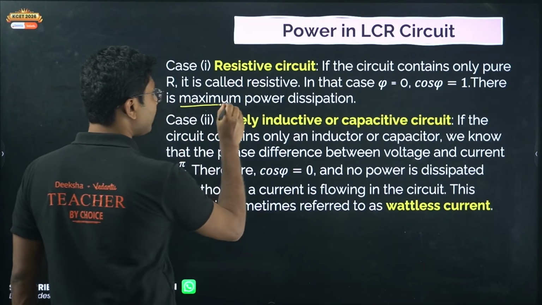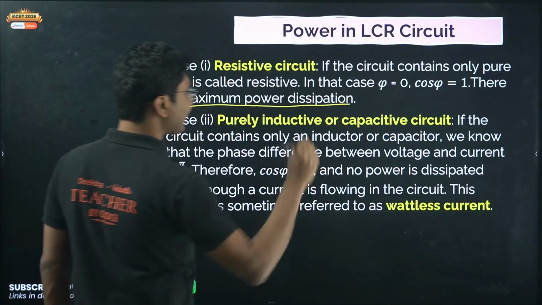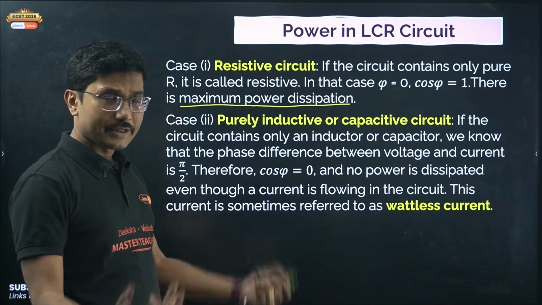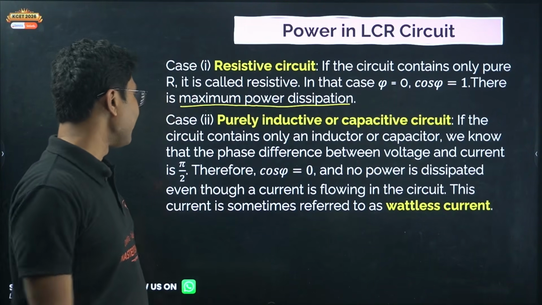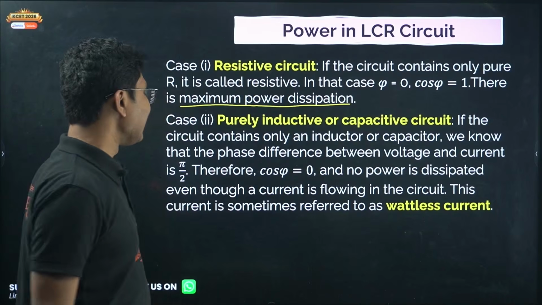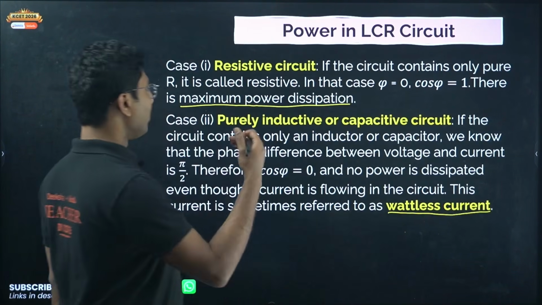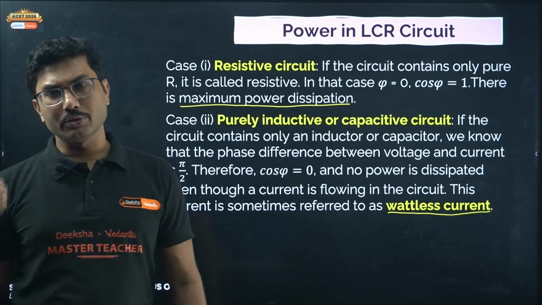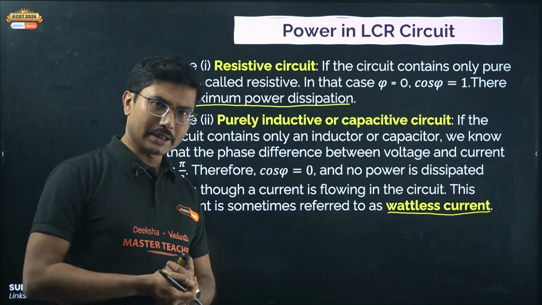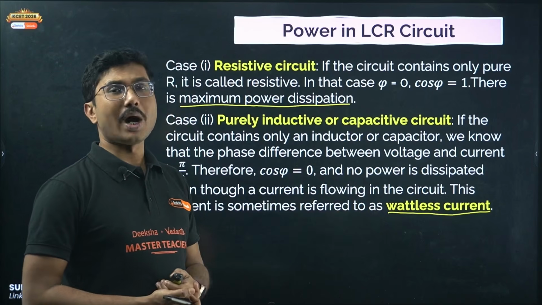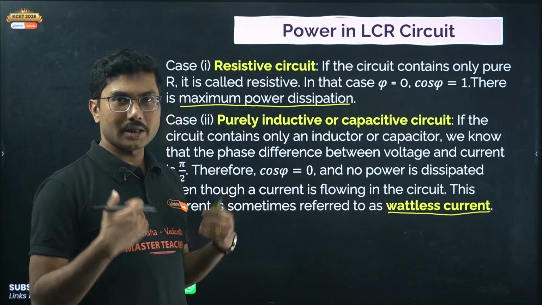For a resistive circuit, power dissipated is maximum. Purely inductive circuit, only inductor is there, cos phi is 0 and no power is dissipated even though current is flowing in the circuit. This current is sometimes referred to as wattless current. Purely inductive or purely capacitive, in both cases, even though current is flowing in the circuit, it does not consume any power, so that's why it is called wattless. Wattless means no watt is consumed.